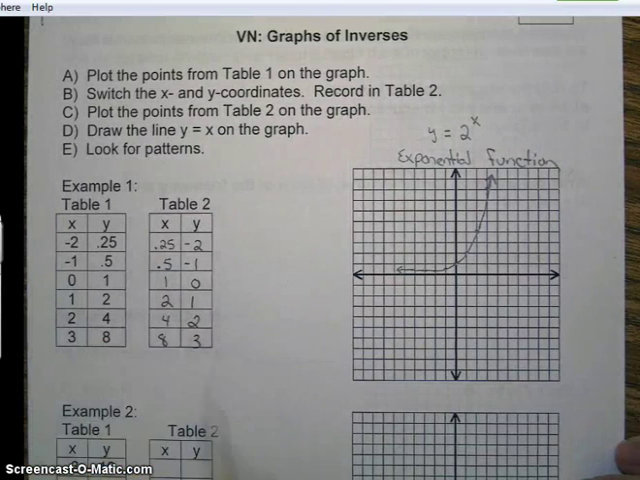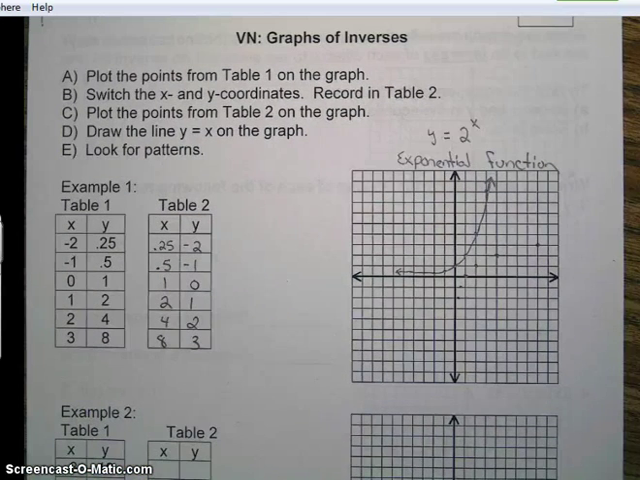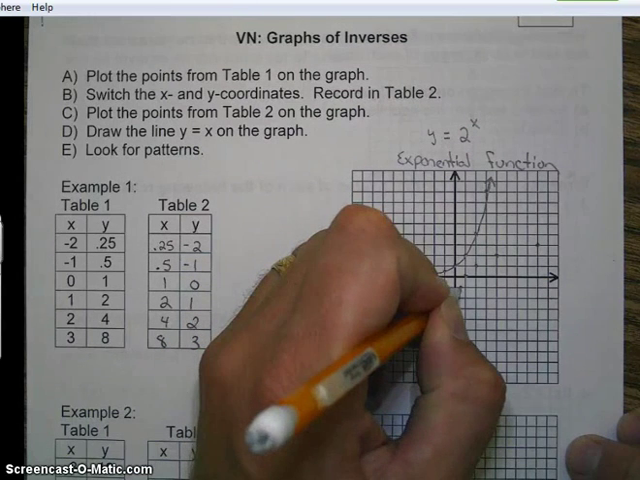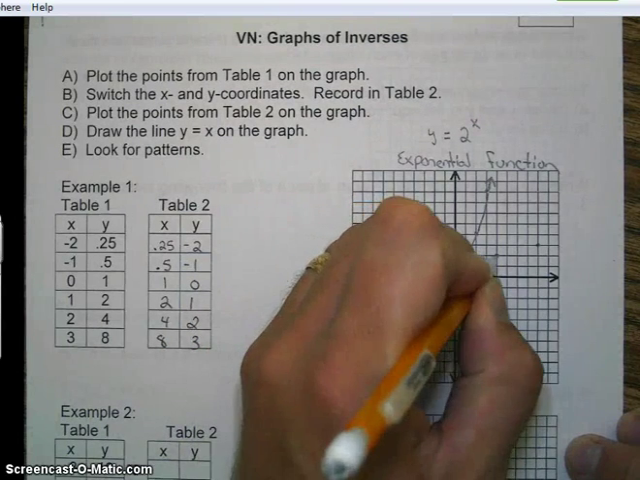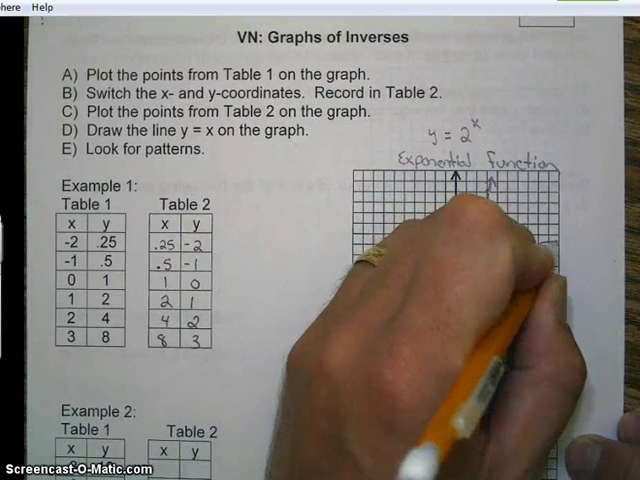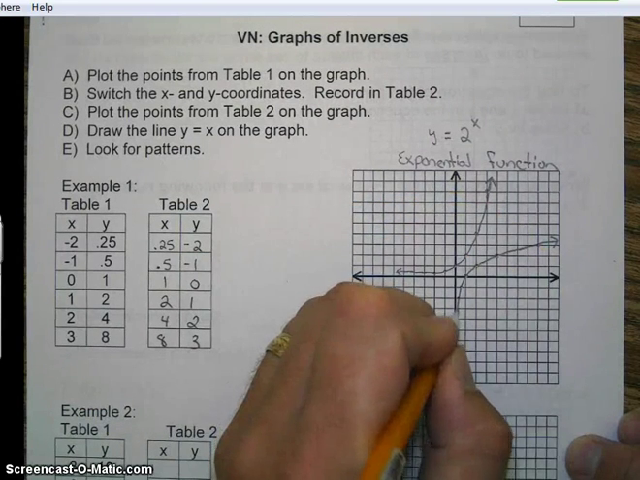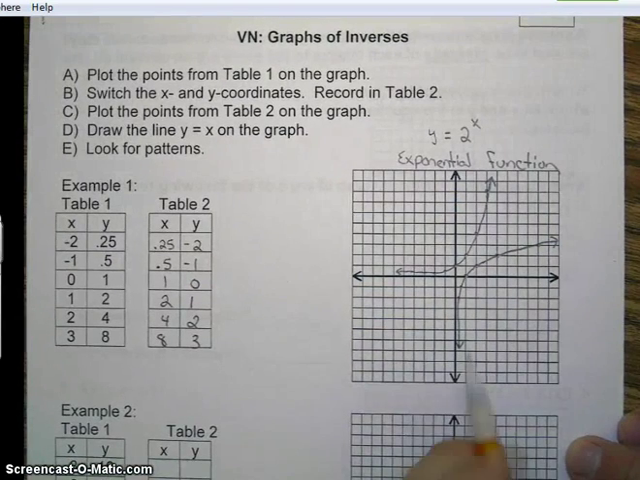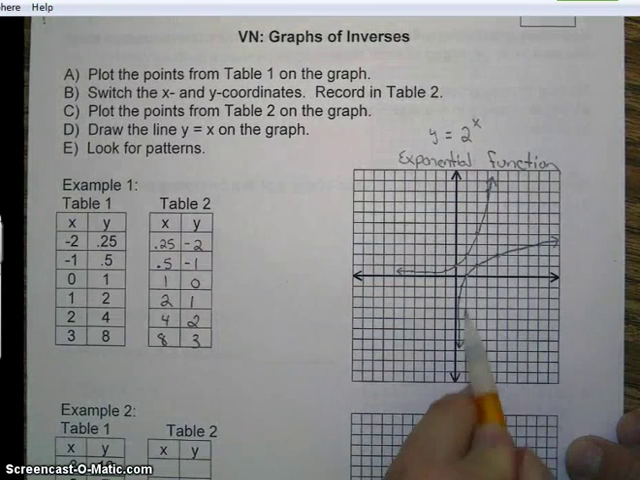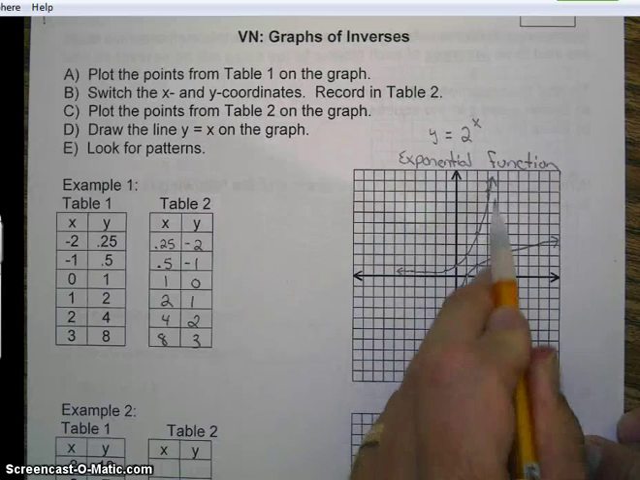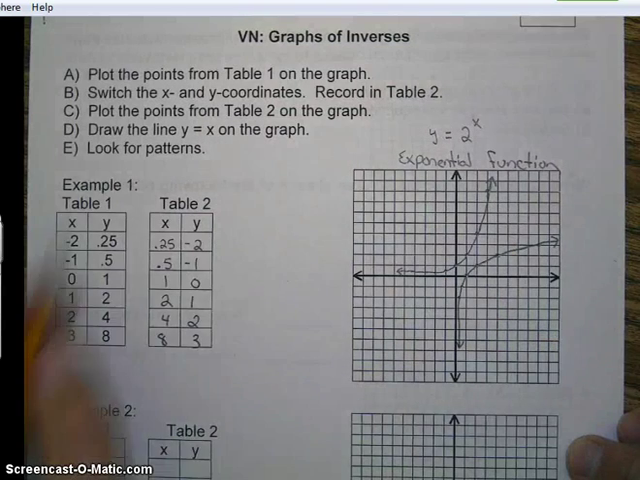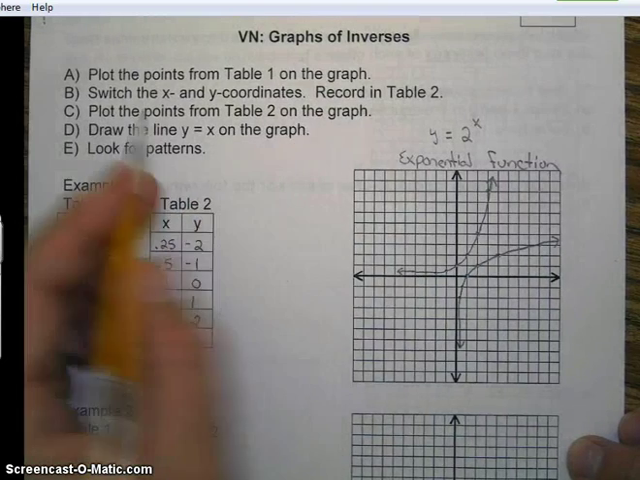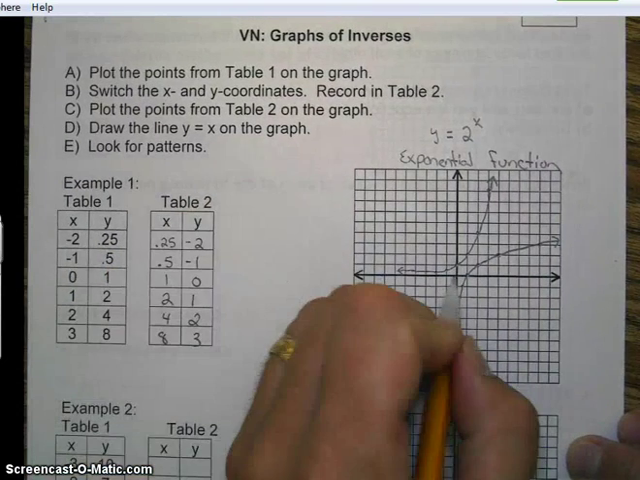So let's go ahead and plot these points. Okay, so we see the points here. Now I'm going to go ahead and connect them. Okay, so this represents the inverse of this. Okay, it says draw the line y equals x on the graph. Well, that's easy. The y-intercept is 0.